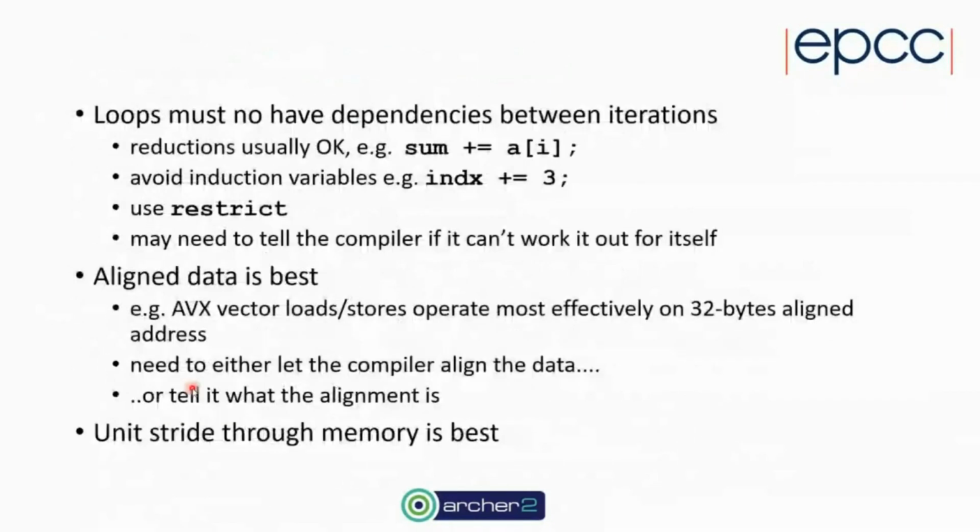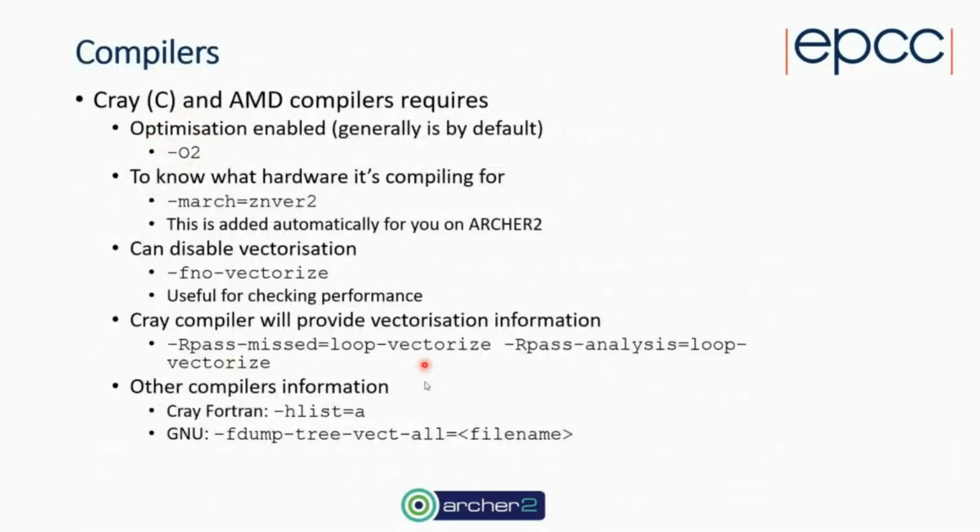There are other things we can do as well. So these are the flags we generally have to use to turn vectorization on. Not all compilers will do vectorization all the time. So the Cray and the AMD compilers will get vectorization by default because it's enabled from the O2 optimization flag, and that's generally on by default. You generally have to tell it what hardware you're running on. So for the Cray and the GNU and the AMD compilers, it'd be -march=znver2. That means we're running on the AMD Rome processor, and this is automatically added for us on Archer, so we don't need to care about that.